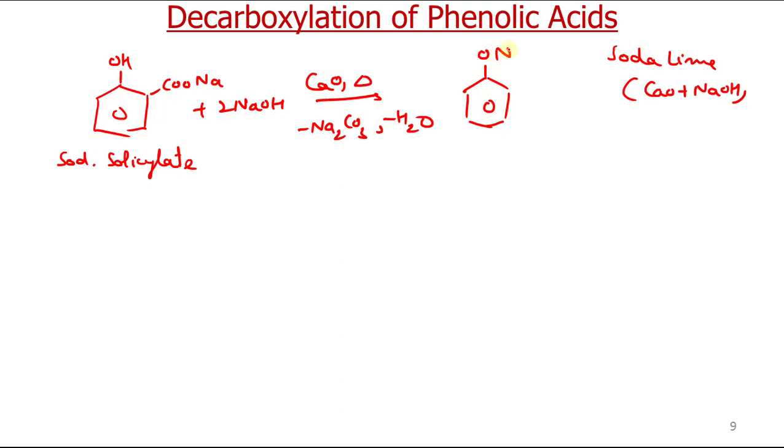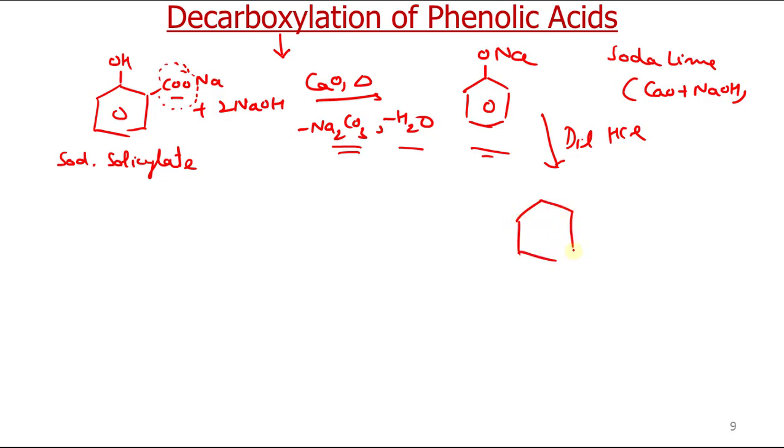sodium phenoxide. As the name suggests, decarboxylation: from here this CO2 has been removed. So basically this is a decarboxylation reaction, decarboxylation of phenolic acids. So this is sodium phenoxide, which as usual on reaction with dilute HCl, acidic hydrolysis, will give you phenol. So that's how you can get phenol by another method, which is decarboxylation of phenolic acid.